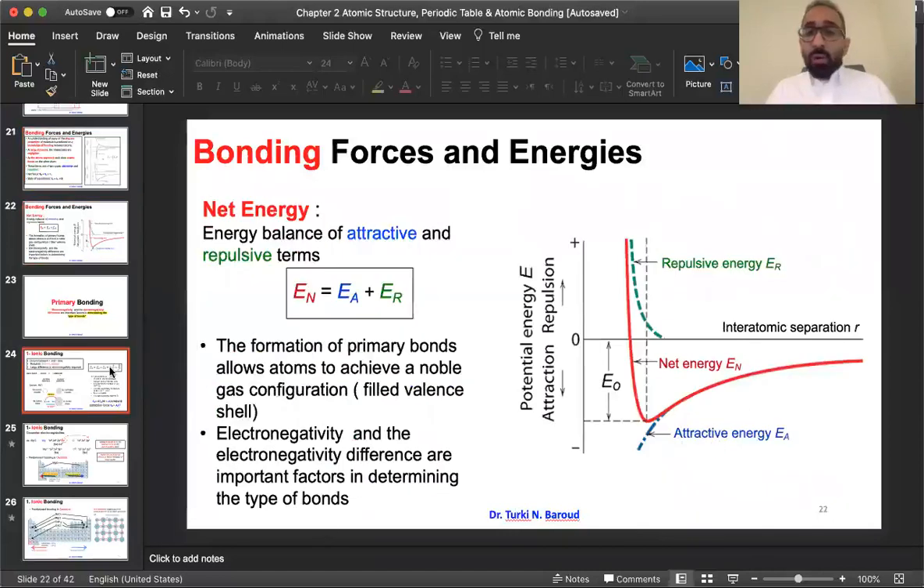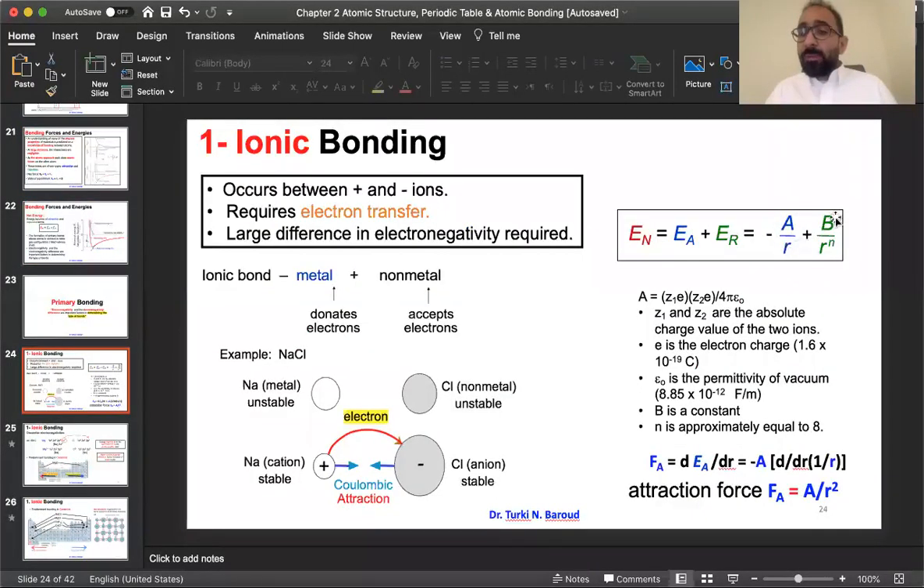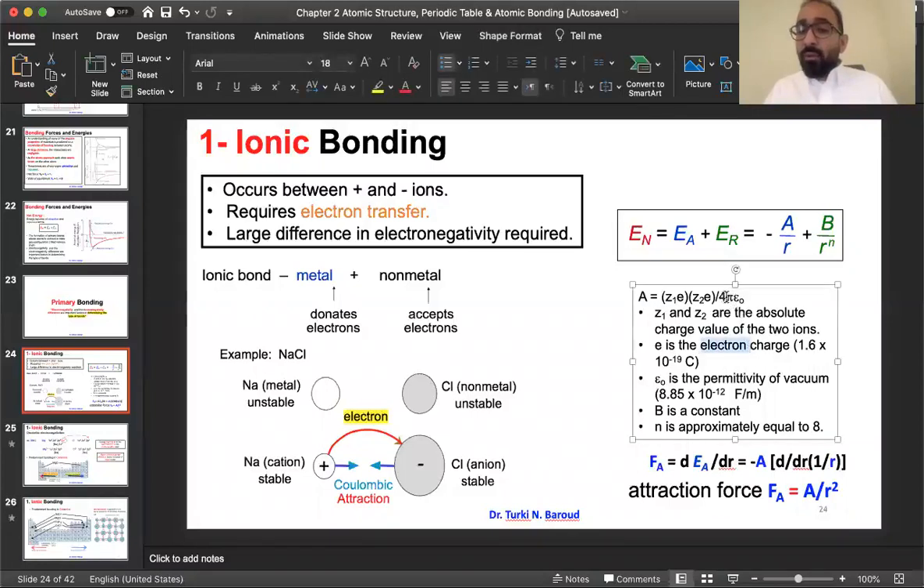So EA equals minus A over R plus B over R to the power N. This is a constant, this is a constant, okay? And R is the interatomic spacing. We can calculate A by using this equation. What is Z? Z is the absolute charge value. For example, for the sodium, what is the absolute charge value of the ion? It's positive 1. For the chlorine, it's negative 1, so absolute, it's going to be 1. So Z represents the absolute charge value. E is a constant called the electron charge, a constant number. Here we have 4 pi and then the permittivity constant, also a constant number.